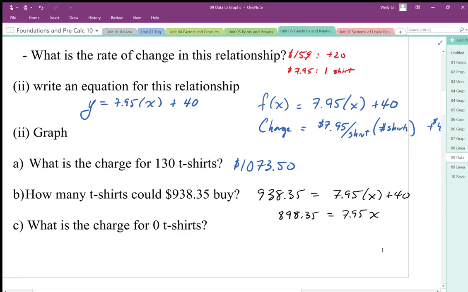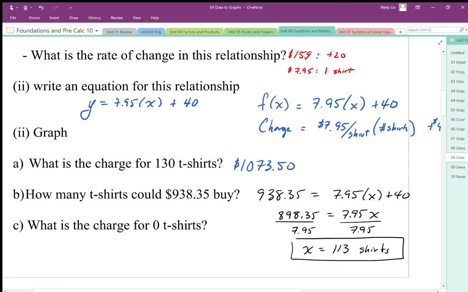and I need to get rid of this times $7.95 by dividing by $7.95, and that would give me the number of shirts involved here. So the number of shirts, 898.35 divided by 7.95 gives me 113 shirts, which is about what I would expect.